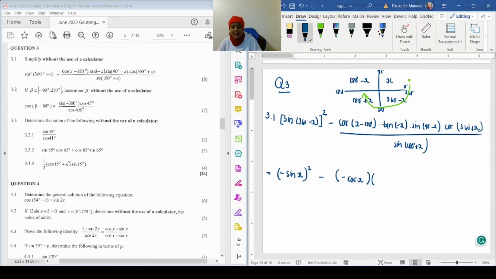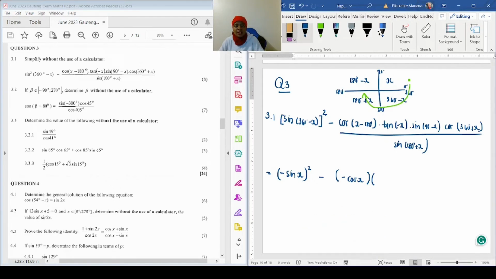Then you have tan of negative x. So tan of a negative angle, the same with sine of a negative angle, will be equal to negative tan x or negative sine x. It's only cos of a negative angle that is equal to a positive angle. And if you were to draw the function, you would see that cos is reflected about the y-axis. So you can see if you were to say tan of negative 45 and tan of positive 45, you get a positive answer.